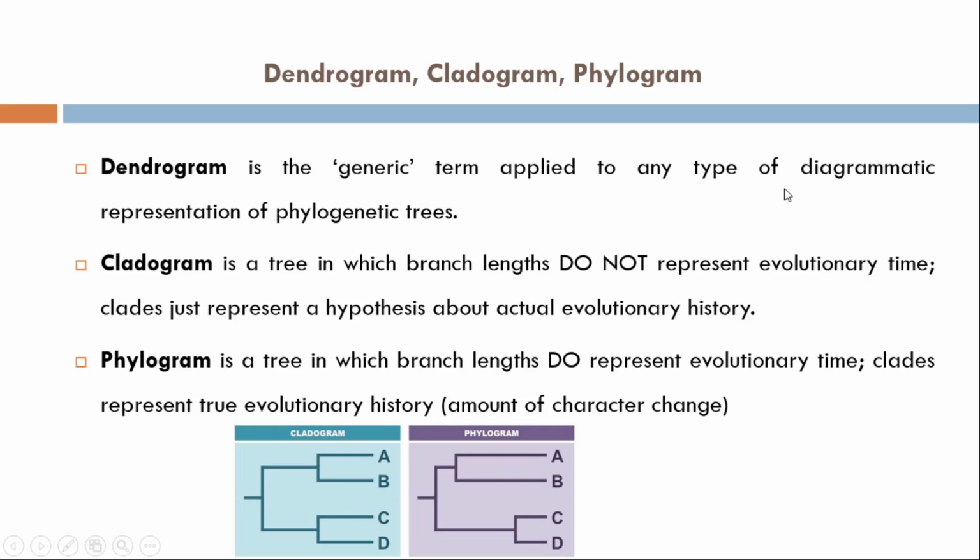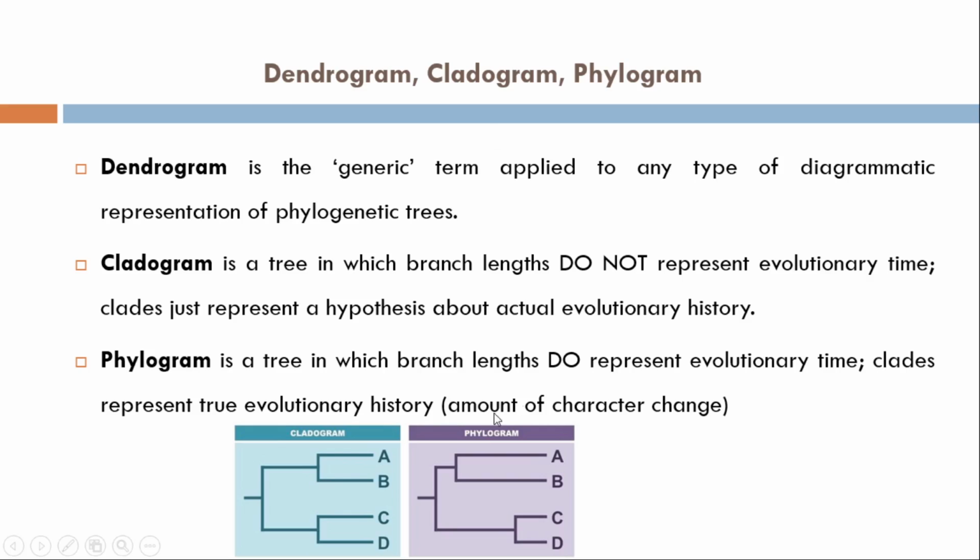So dendrogram, cladogram, and phylogram. These are three confusing terms. Let's understand what dendrogram, cladogram, and phylogram are all about. A dendrogram is just the generic term applied to any type of diagrammatic representation of a phylogenetic tree. For any phylogenetic tree, we generically call it a dendrogram.